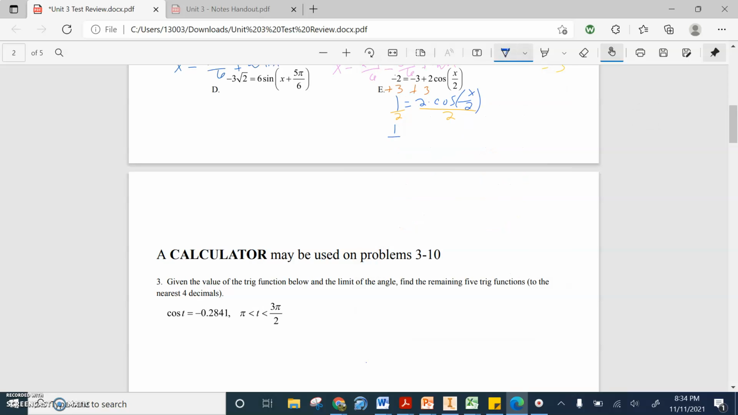So now 1/2 is equal to cosine of x over 2. Now this is actually a really simple process, right? So I'll start down here, over here, and I'll say arc cosine of 1/2 equals x over 2, because we took arc cosine to the right side, we got rid of the cosine, and we took arc cosine of 1/2.